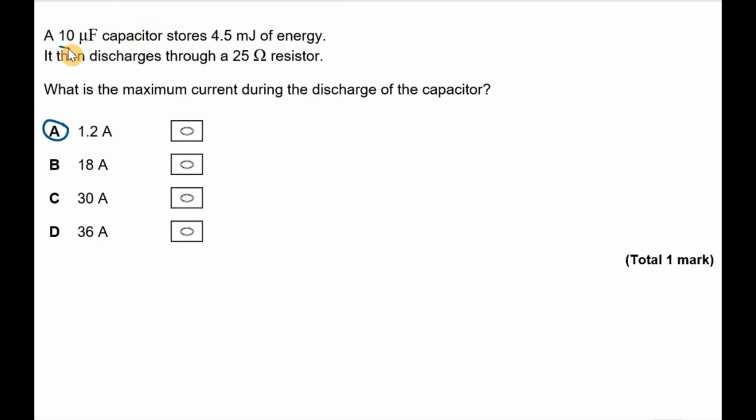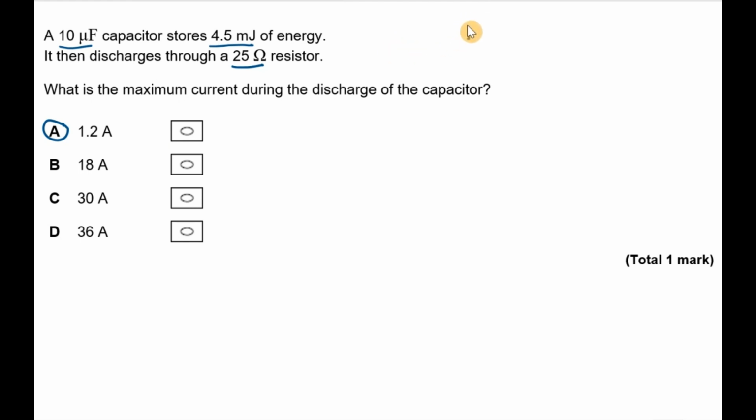So we've got a 10 microfarad capacitor and it's storing 4.5 millijoules of energy, and then it discharges through a 25 ohm resistor. What is the maximum current during the discharge of the capacitor? Well, the maximum current is going to occur at the initial discharge, right when the discharge first takes place. That's because the charge will be largest on the capacitor. It's also when the potential difference will be greatest on the capacitor.